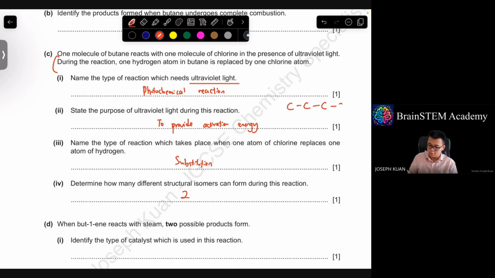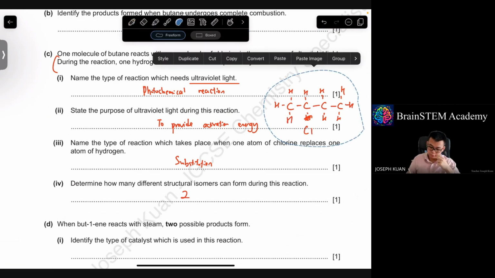Allow me to draw it so that you can see. You have butane. Then you can form 1-chlorobutane or 2-chlorobutane. Two possible structural isomers can be formed.